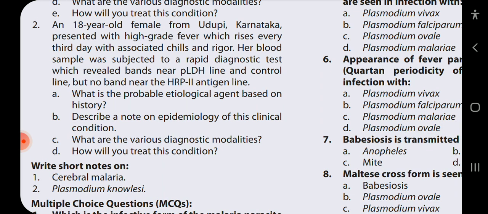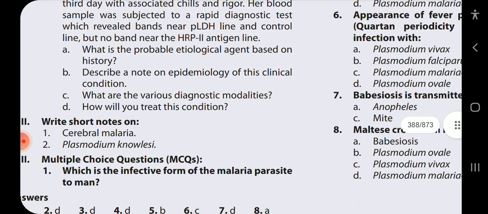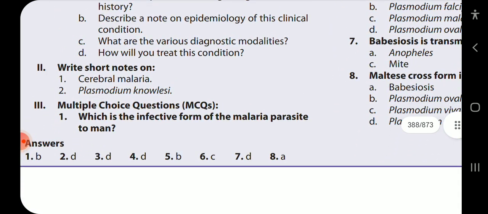An 18-year-old female from Udupi, Karnataka presented with high-grade fever which rises every third day and is associated with chills and rigor. Her blood sample was subjected to rapid diagnostic tests, which revealed bands near the pLDH line and control line but no band near the HRP-2 antigen line. So this denotes that this is a case of vivax malaria. Okay, so we can write the etiological agent, epidemiology, and the diagnostic modalities and treatment of the condition. Write short notes on cerebral malaria, this is falciparum malaria, and Plasmodium knowlesi we can write.